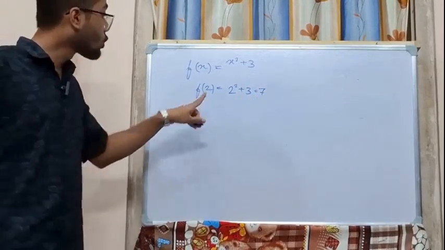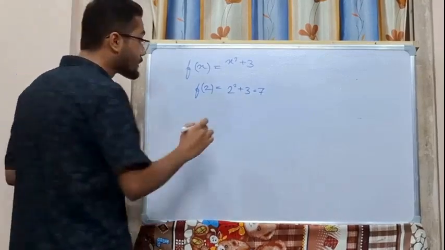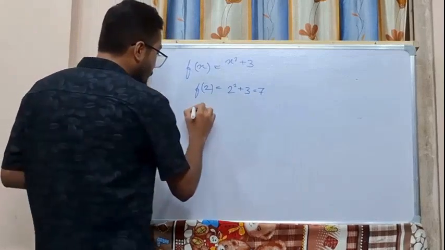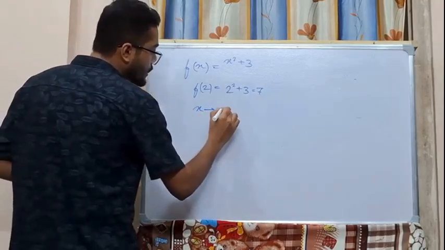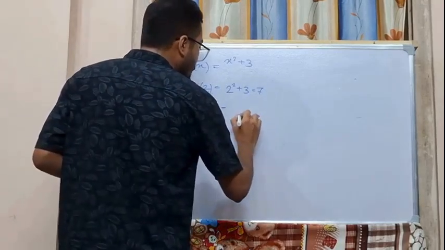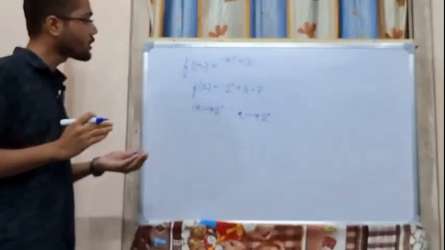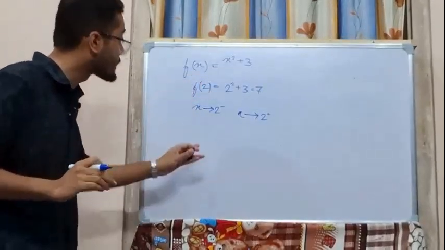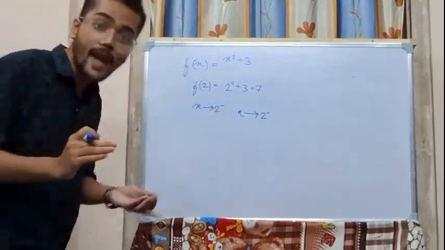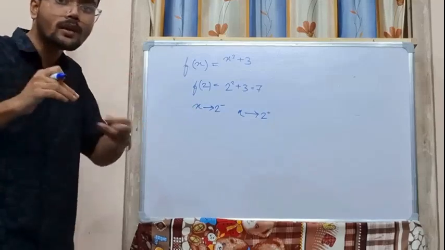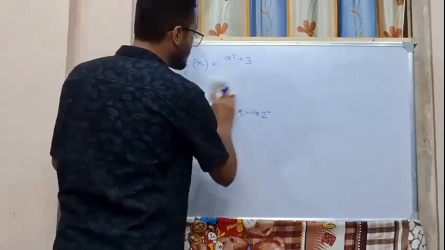Now, if the value of x is not equal to 2, it might be slightly less than 2, or it might be slightly more than 2. So what will be the value of f of x if the value of x is slightly less than 2 or slightly more than 2? Let's discuss this.